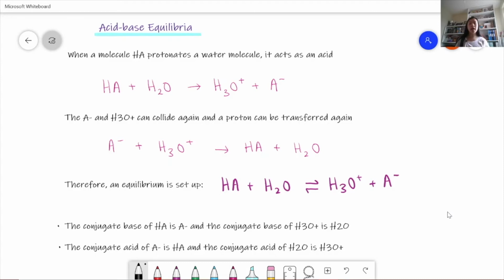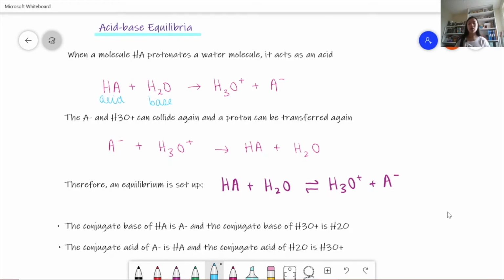So now we're going to talk more about acid-base equilibria. When an acid reacts with a base, an equilibrium is actually set up, and we're going to look at why this is the case. So when a molecule HA protonates a water molecule, HA being just the general form of an acid, it acts as an acid. So in this first equation, we have HA acting as the acid and H2O acting as the base, because HA is donating that H plus, the proton, and H2O is accepting it. And so we form H3O plus and A minus.